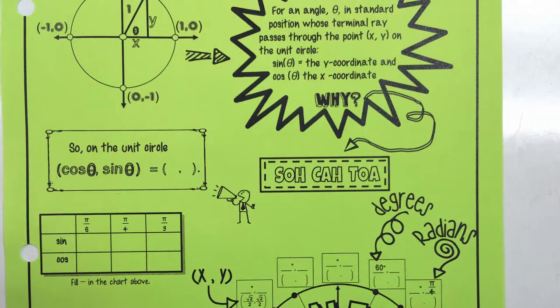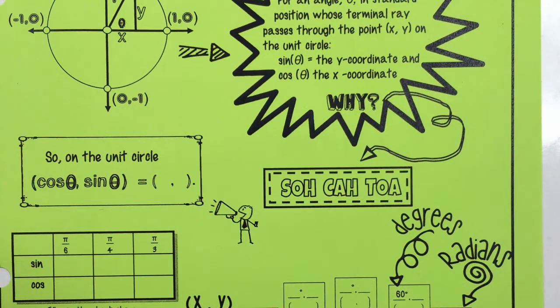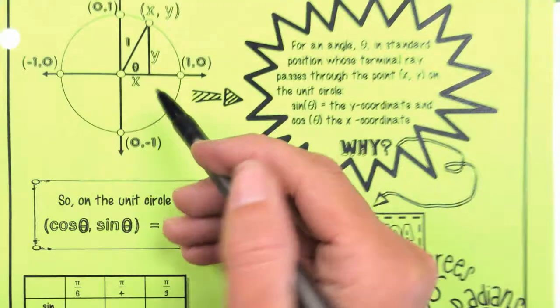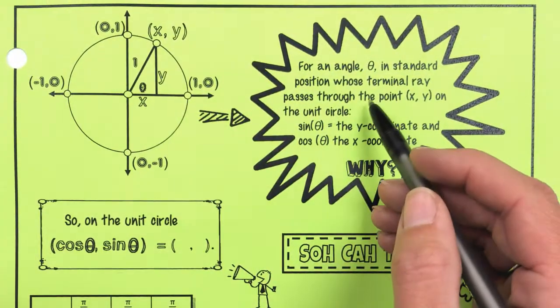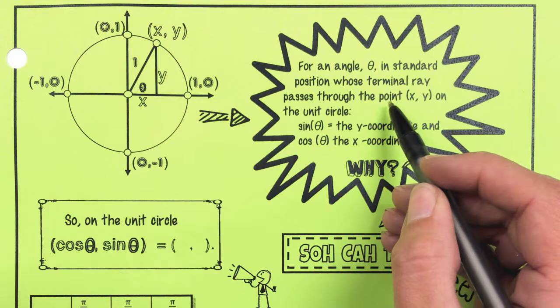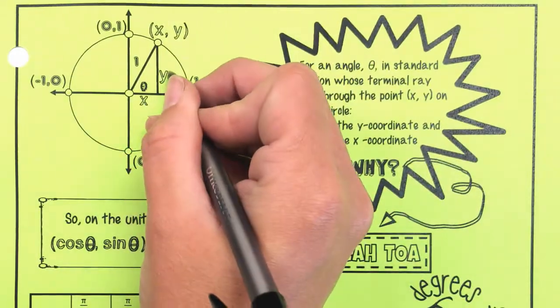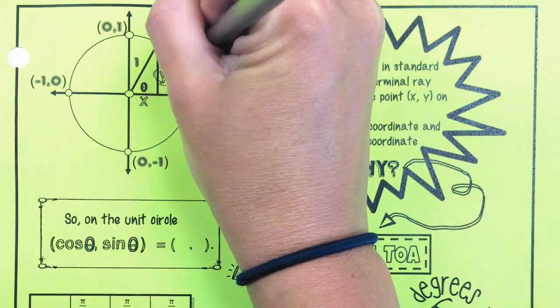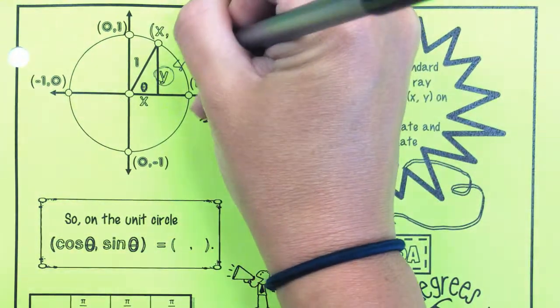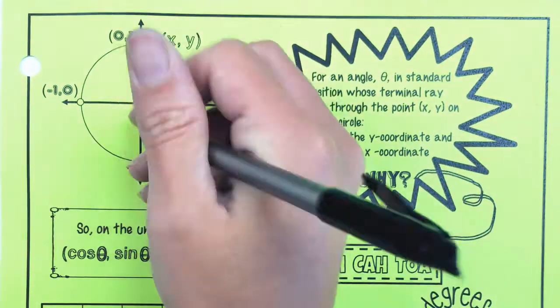First, I'm going to just read this part up here to you. For an angle theta in standard position, and here's an example, whose terminal ray passes through the point (x, y) on the unit circle, sine of theta is going to be your y coordinate. This part right here, this is sine. Make sure you write that down. Sine theta is y. And then cosine will be x.